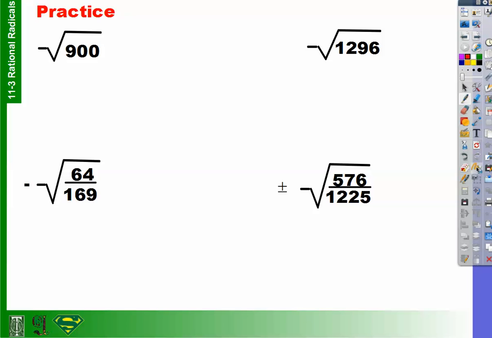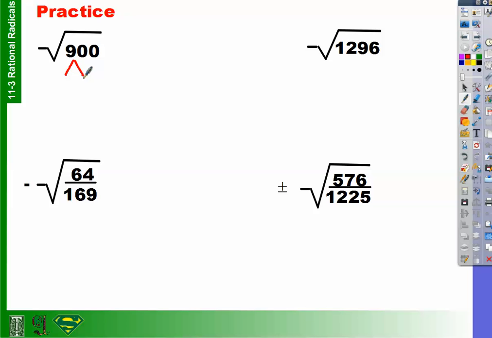Okay. So let's take a look at the square root of 900. Now, I realize right now that some of you are going to tell me the square root of 900 is 30. I know that. But let's pretend for a moment that we didn't know that off the top of our head. What we're going to do is look for perfect square factors that go into the number that is inside the square root bracket. So, what goes into 900 that is a perfect square?